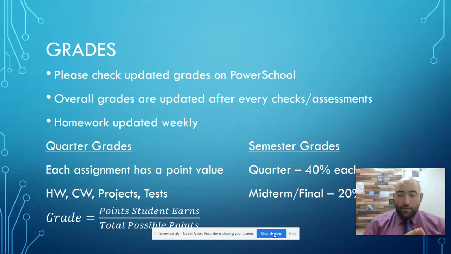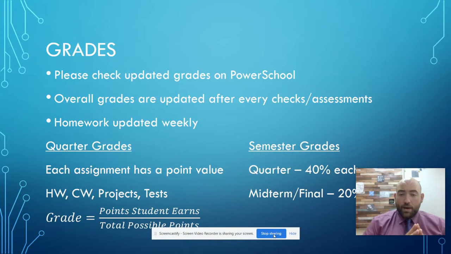Projects are more involved, mostly our block coding projects on MIT App Inventor. Those can fall anywhere from 30 to about 80 points. And then tests will count for 100 points per test. At the end of a quarter, pretty much all the points are in one big pool. The points that your student has earned are divided by the total possible points for the projects, tests, homework, and classwork.